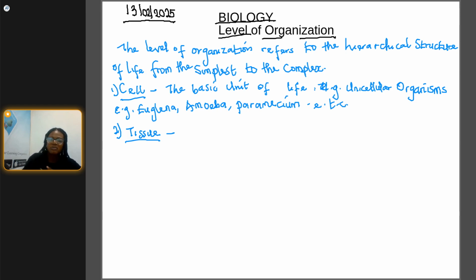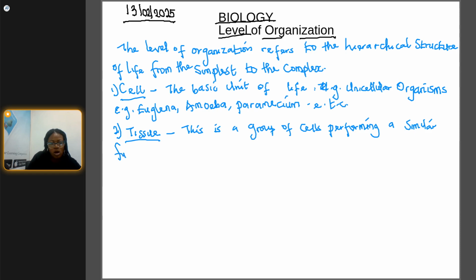What is tissue? What do we mean by tissue? What are the organisms that have tissue? What are the organisms that belong to this category? Okay, so this category is a group of cells. Tissue is a group of similar cells that perform a specific function. So this is a group of cells performing a similar function.